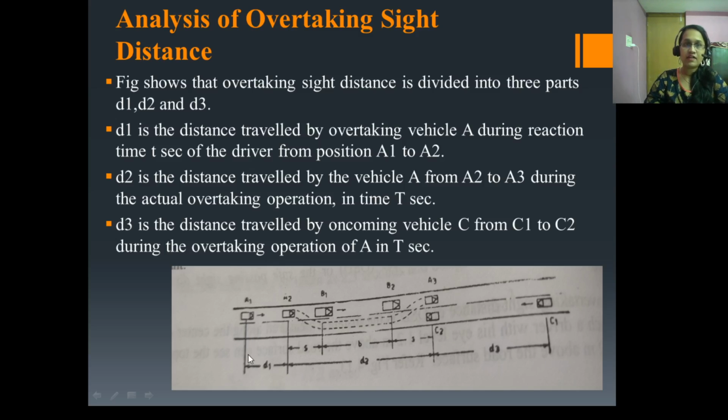What is D1? D1 is the distance traveled by overtaking vehicle A during reaction time T seconds of the driver from the position A1 to A2. That is your D1. What is D2? D2 is the distance traveled by the vehicle A from A2 to A3 during the overtaking operation in time T seconds, and D3 is the distance traveled by the oncoming vehicle C from C1 to C2 during the overtaking operation of A in T seconds.